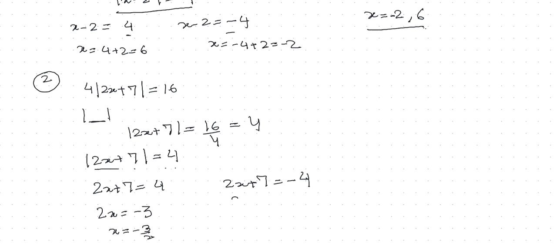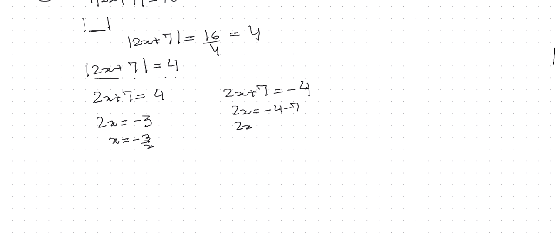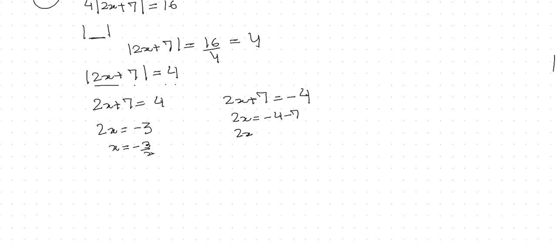This will give you 2x equals minus 4 minus 7. When we bring the number here, it changes sign. This was minus 4 minus 7. So this is negative 11. So x is equal to negative 11 by 2.